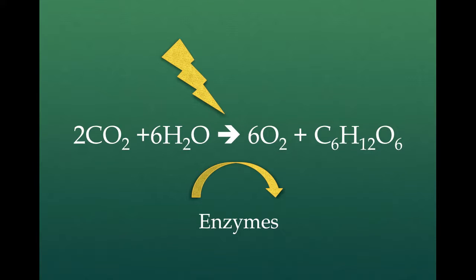Autotrophs use the process called photosynthesis to convert light energy into chemical energy, or sugar. This is the chemical reaction of photosynthesis. Carbon dioxide, CO2, and water, H2O, are converted by the plant in its chloroplast to oxygen, O2, and glucose, C6H12O6, using energy from the sun and a suite of intracellular enzymes.